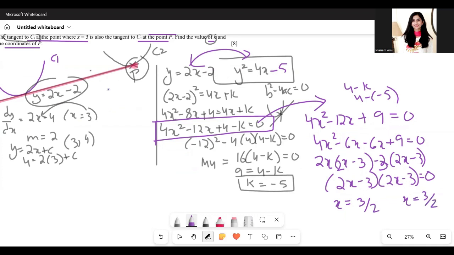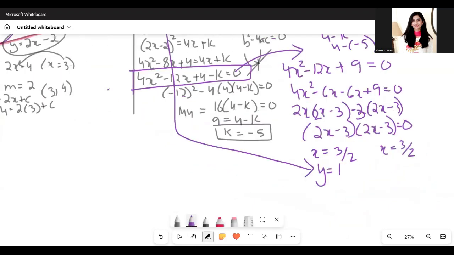Now find the value of y to get the full coordinate of P. You may substitute x in either one of these equations. I'm choosing the linear one because it's simpler. So that gives me 2 times 3 over 2. The 2 gets cancelled, so 3 minus 2, which is 1. So the coordinates of P are (3/2, 1).